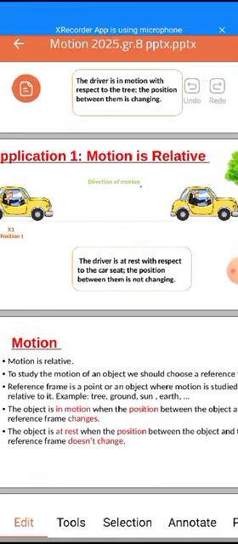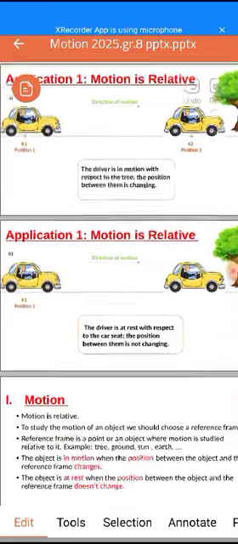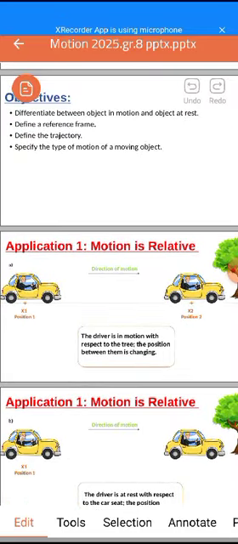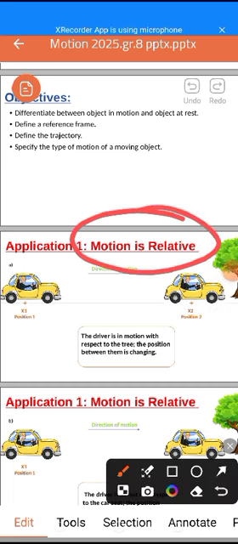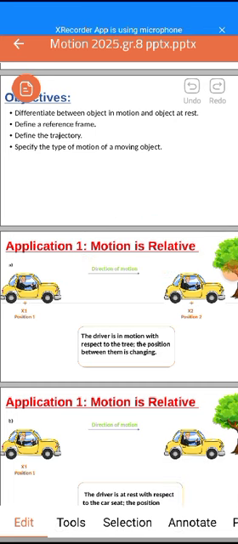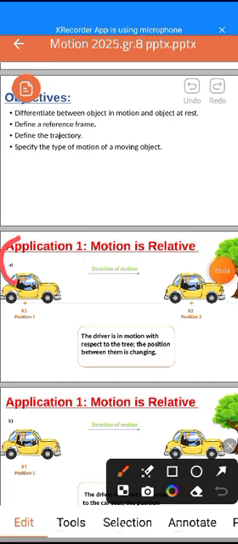Then you say, oh, it's easy. At rest means you're sitting and in motion means that you are moving. But no. Let's see how. This depends on the reference frame that we choose. For example, let's take example A here. The title of application 1: motion is relative. So let's take example A.